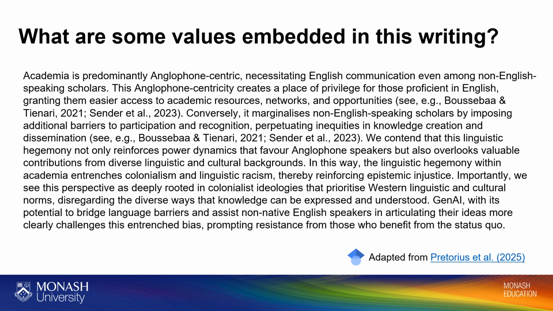Now, this argument comes from my own particular value that we should prioritize equity in academia, right? So you can see that through the word like epistemic injustice that I'm using, that is showcasing which value I'm coming from. And you can also see this in the way that I make the argument. I say, well, academia is like this, which creates this place but marginalizes these other people. You can see how I feel about these things, right?